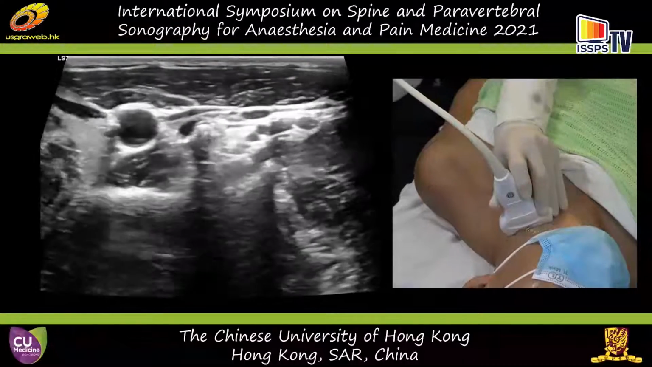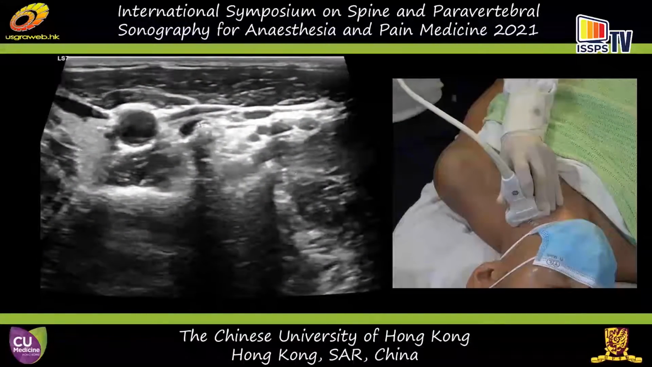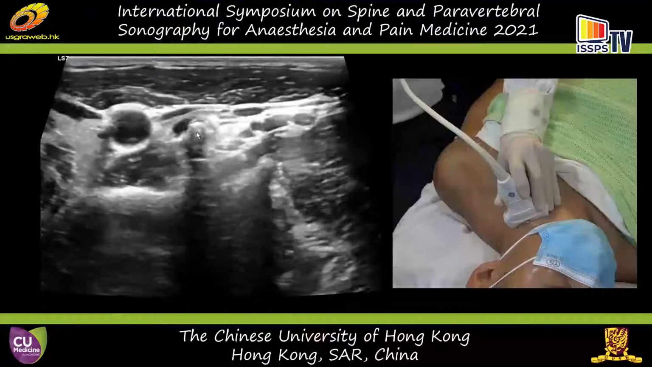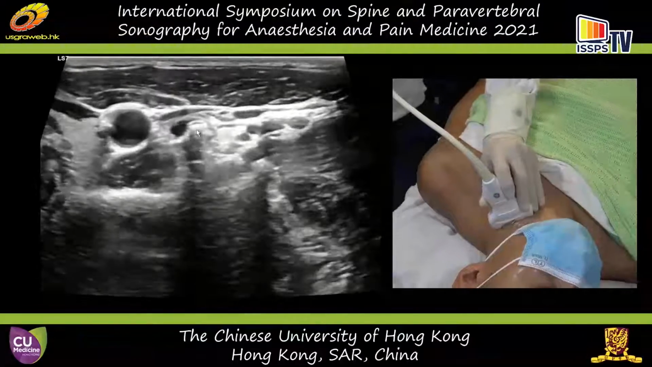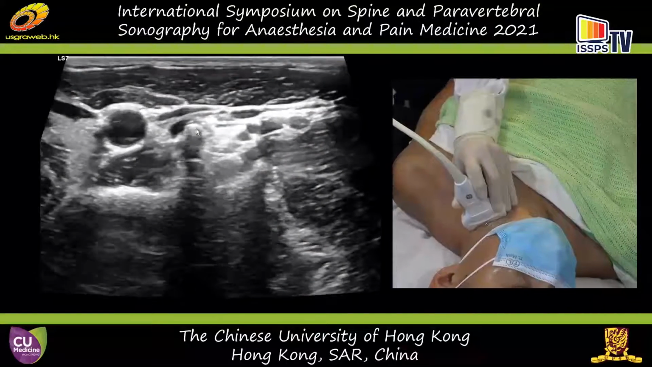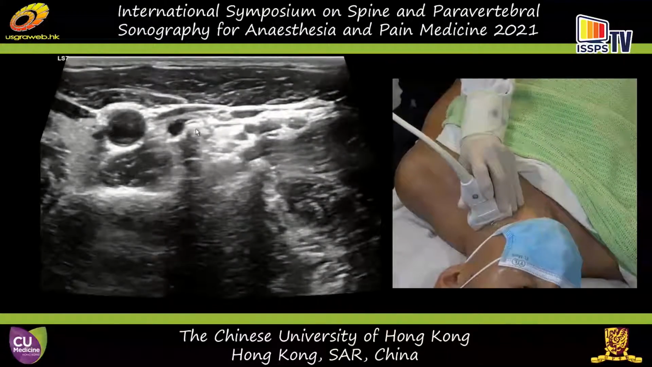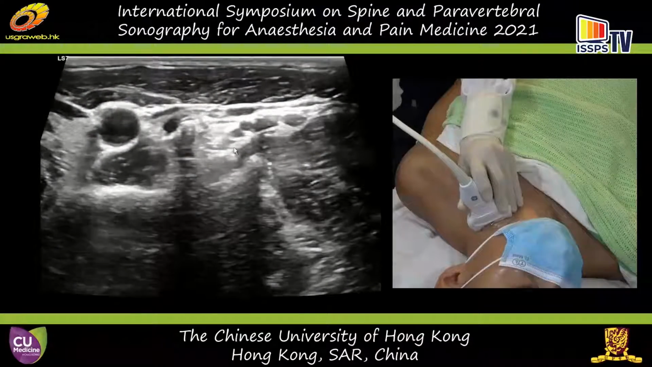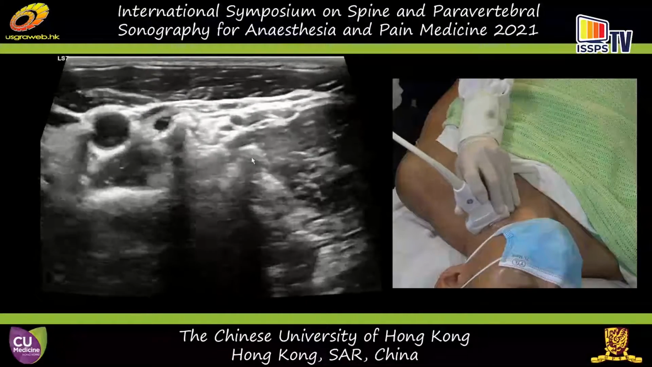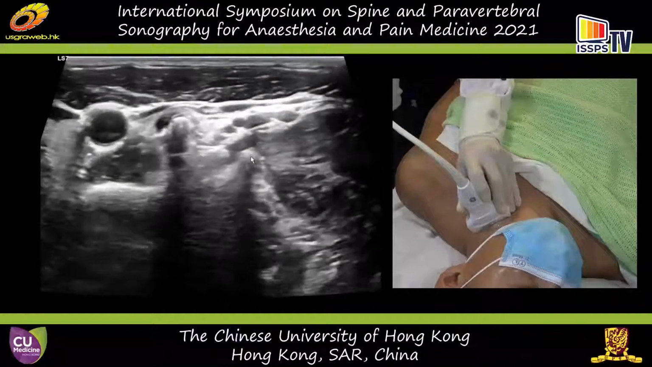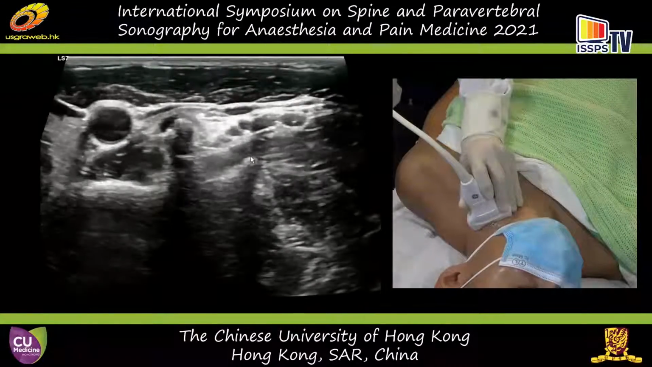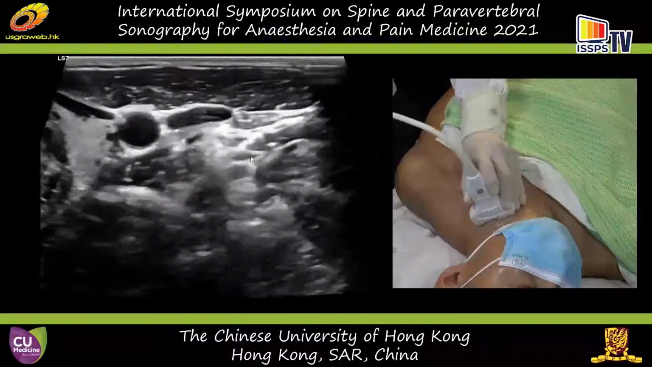chassaignac tubercle, which is the anterior tubercle of the C6, which is the tallest anterior tubercle in the whole cervical spine vertebrae. And this is C6, and this is the anterior tubercle, the chassaignac tubercle, and this is the posterior tubercle. And I would also like to give you a bit of tricks or tips.